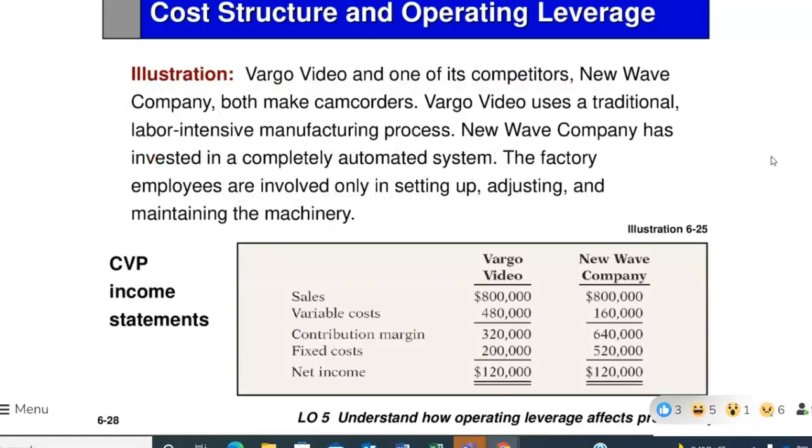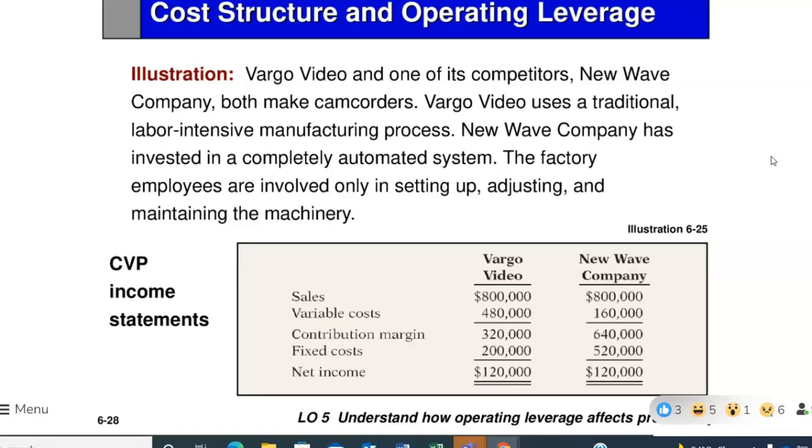We're going to have two companies here, Vargo and their competitor New Wave. They both make camcorders. Okay, they both sell for the same price. But Vargo is a traditional labor-intensive company. I have a lot of people who are assembling these things and cutting and gluing and doing all kinds of stuff. New Wave, though, has an automated manufacturing system, so it's capital intensive. Vargo is referred to as labor intensive. New Wave is referred to as capital intensive.